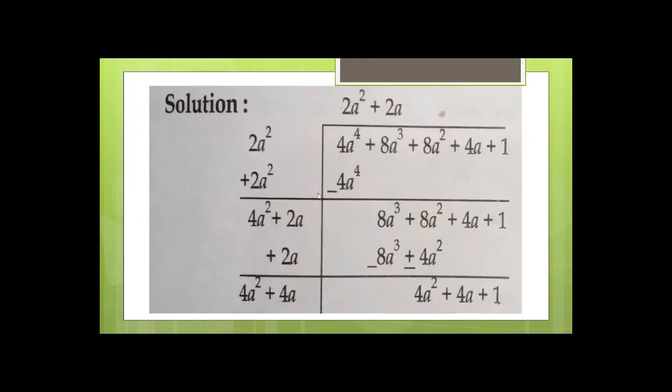Now again I am repeating the steps on the question. The question is 4a4 plus 8a cube plus 8a square plus 4a plus 1. Just consider here the first element, that is 4a4, and what is the square root of 4a4? The square root of 4a4 is 2a square.